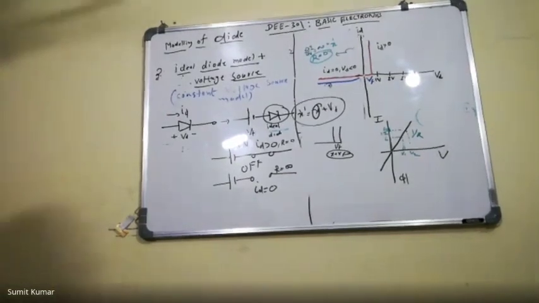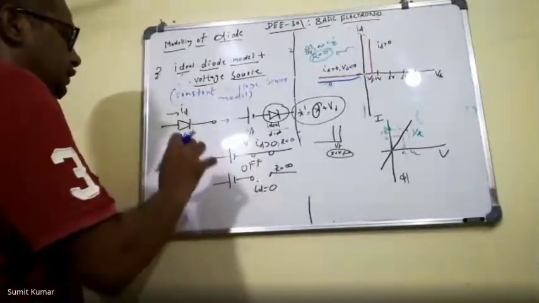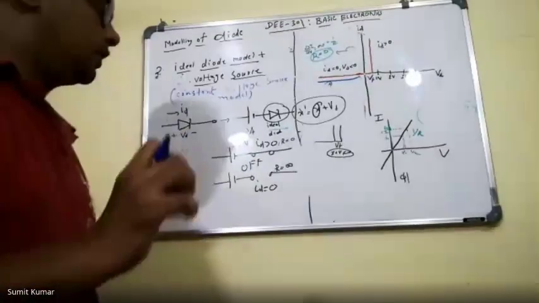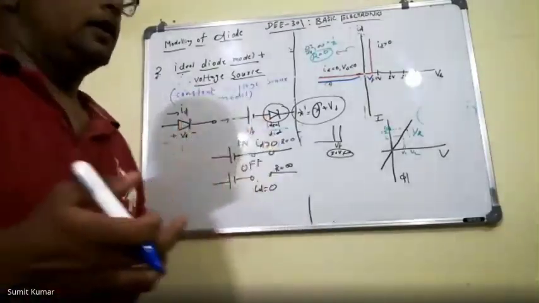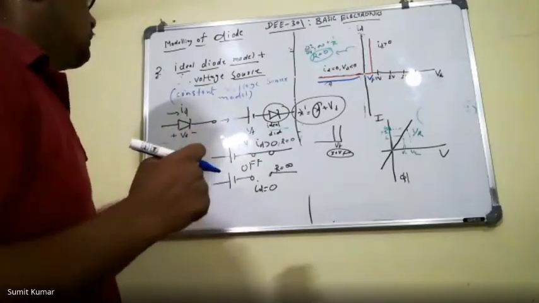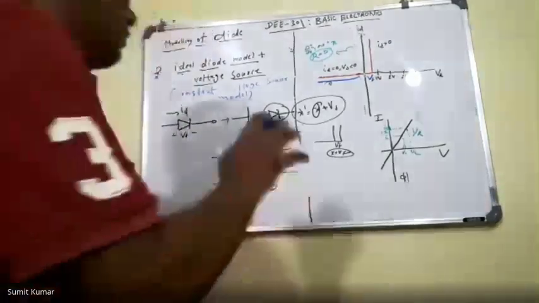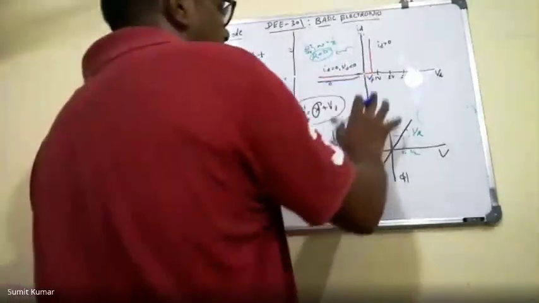Okay, now we will come to the next model. This is the model in which we replace the diode with a constant voltage source and an ideal diode. The modeling of the ideal diode we have already learned in the previous topic. So this model is better. Now you can see this is a little better.